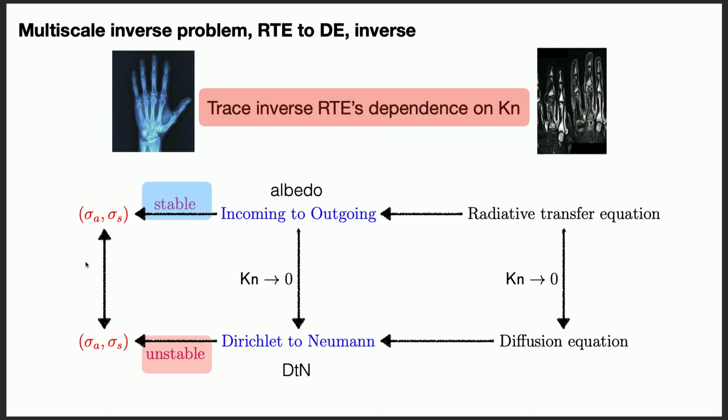So this bothers me. The radiative transfer is asymptotically equivalent to the diffusion. And you can also prove that the albedo operator and the D2N map are asymptotically equivalent, but somehow one reconstruction is stable, and the other reconstruction is unstable. And I would like to understand what happens in this limit. How does the stability deteriorate when your Knudsen number goes to 0?